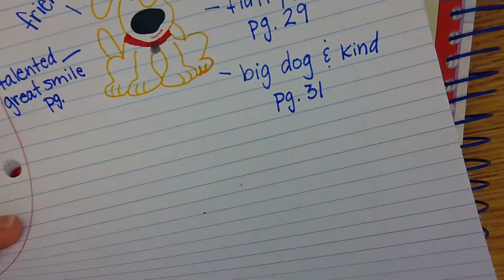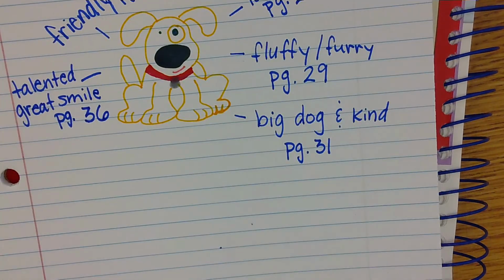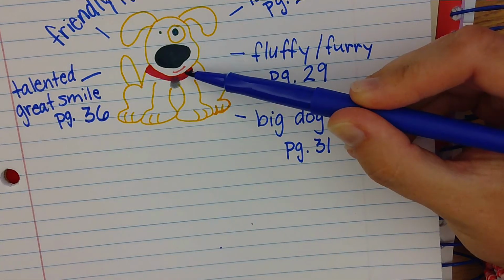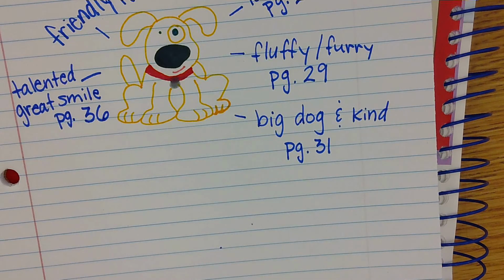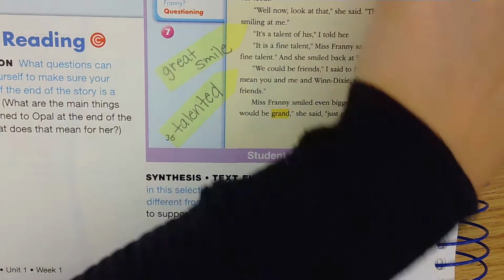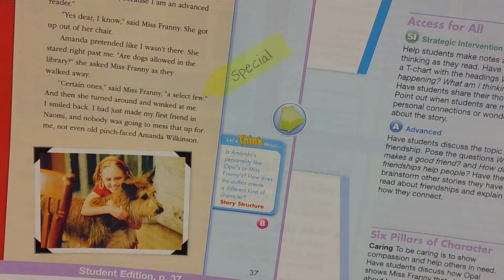What did I say? 36. And on my Winn-Dixie little art, I drew a smile, okay, because that goes along with there. All right. Then we're going to head on over to page 37, and this will be the last one that we do, and I'm going to let you guys look for more.